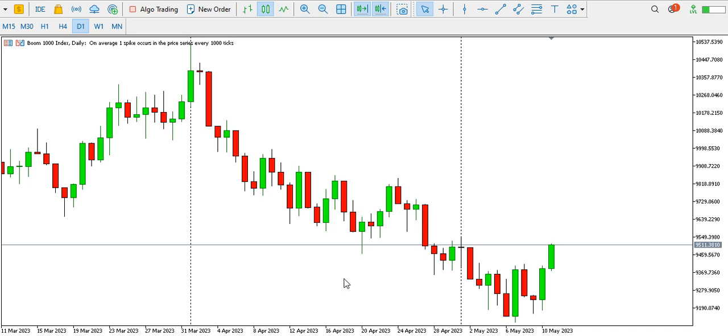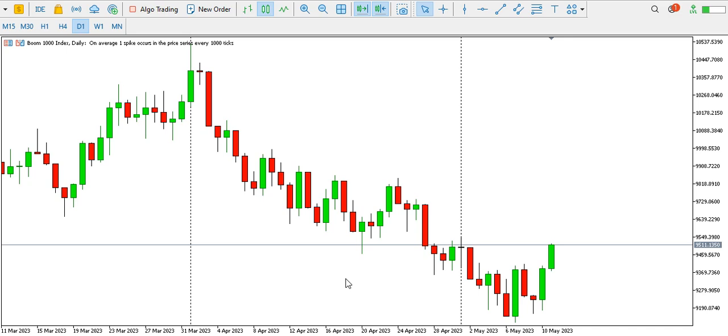Today we'll be looking at the boom and crash index, how we can scalp to make some profit on the boom and crash index. I'm going to run through the boom index and the crash index. I'm talking about the boom 1000, boom 500, then the crash 1000 and crash 500 indices.